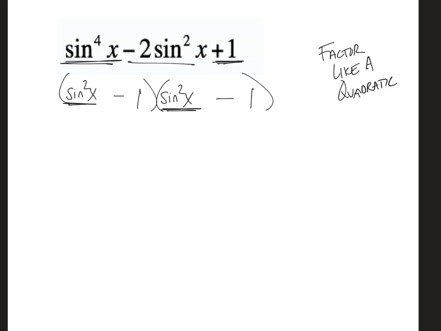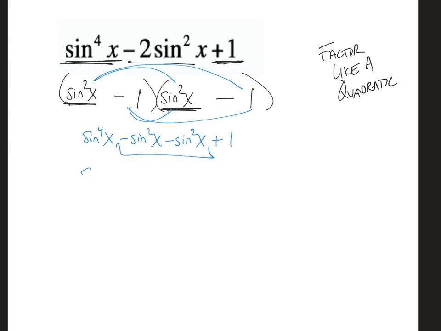To double check, you could actually FOIL. So those would make a sine to the 4th. My outside 2 would be a negative sine squared. My inside 2 would be another negative sine squared. And my outside 2 would be a positive 1. And these middle terms combine to give you negative 2 sine squared x's. So this is what the original was. Okay. So that was just some extra side work. I don't really need that though for my simplifying, so I'm going to get rid of that.